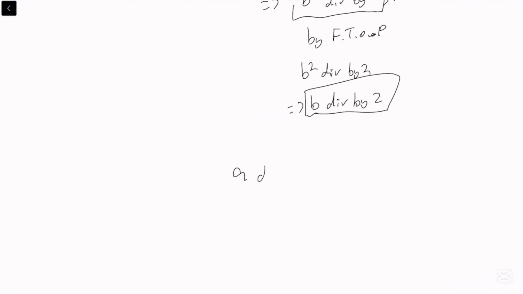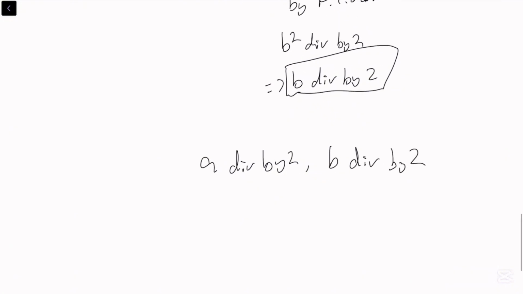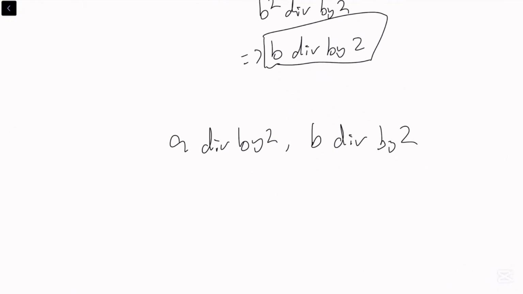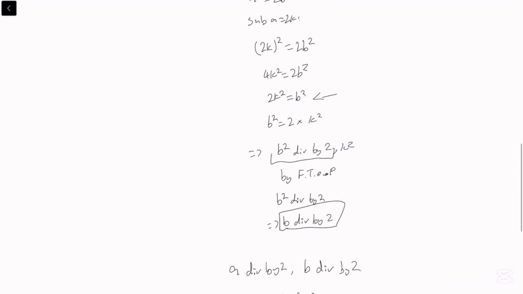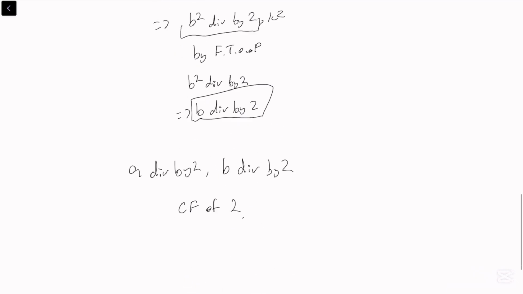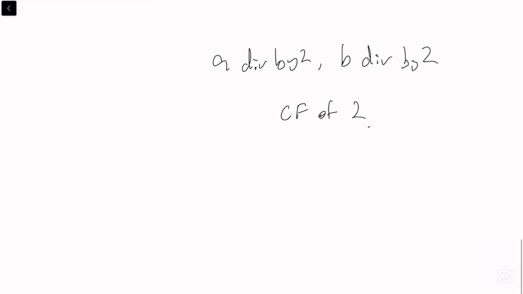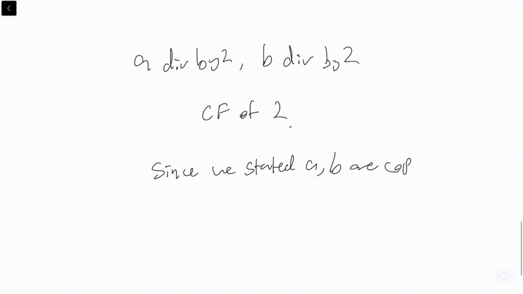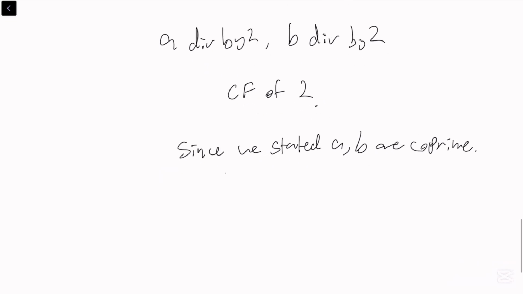We have a is divisible by 2 and b is divisible by 2. They both share a common factor, so they have a common factor of 2. However, this statement right here states that a and b are coprime, meaning that they don't share any factors. So, since we stated a and b are coprime, they cannot share any factors.